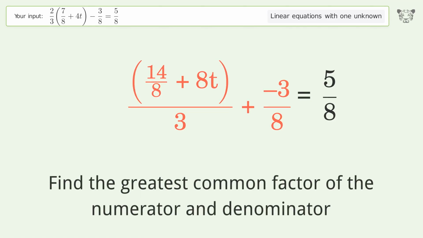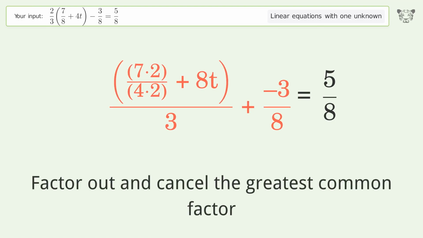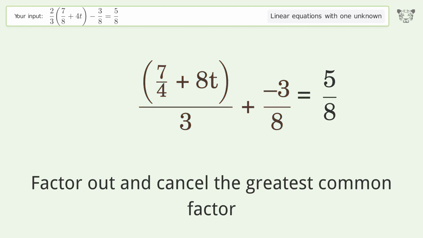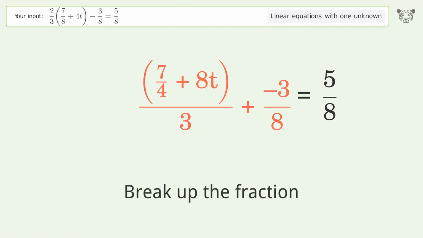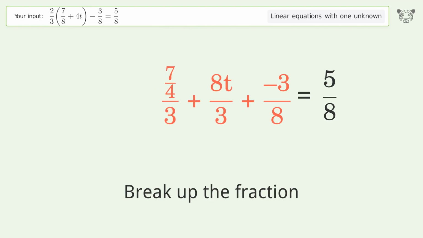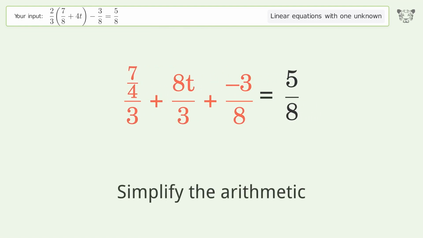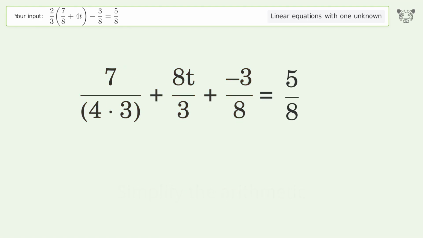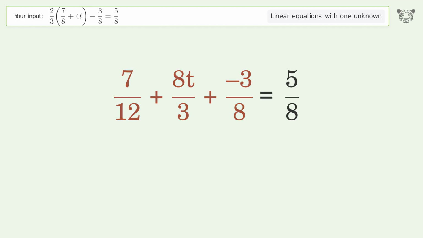Find the greatest common factor of the numerator and denominator. Factor out and cancel the greatest common factor. Break up the fraction. Simplify the arithmetic. Group like terms.